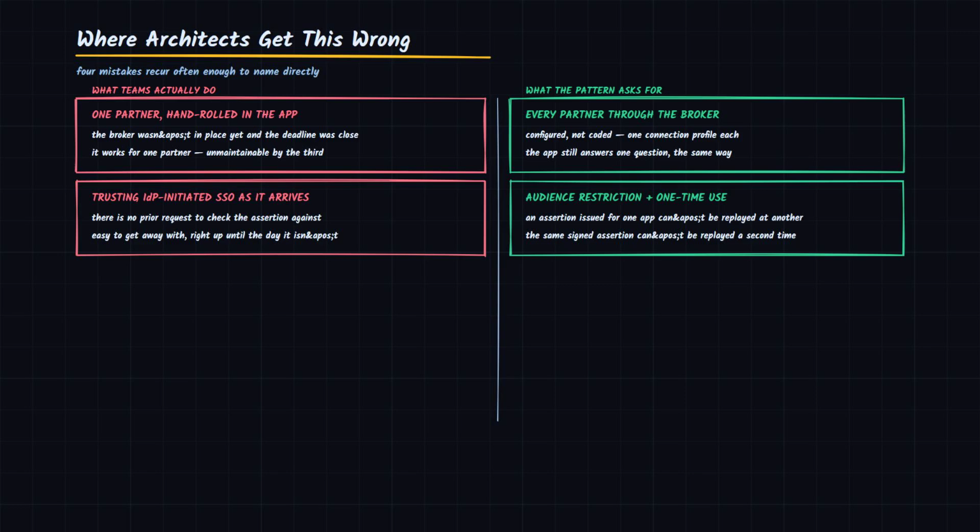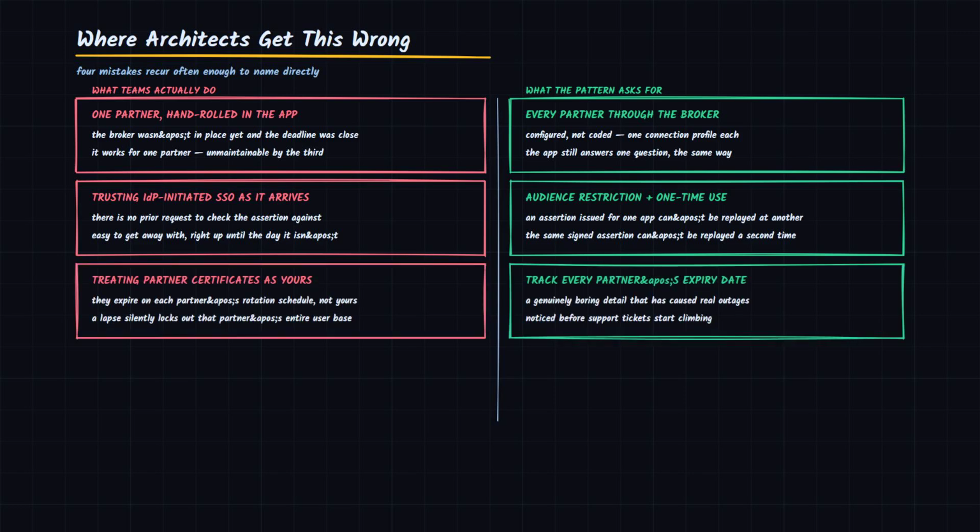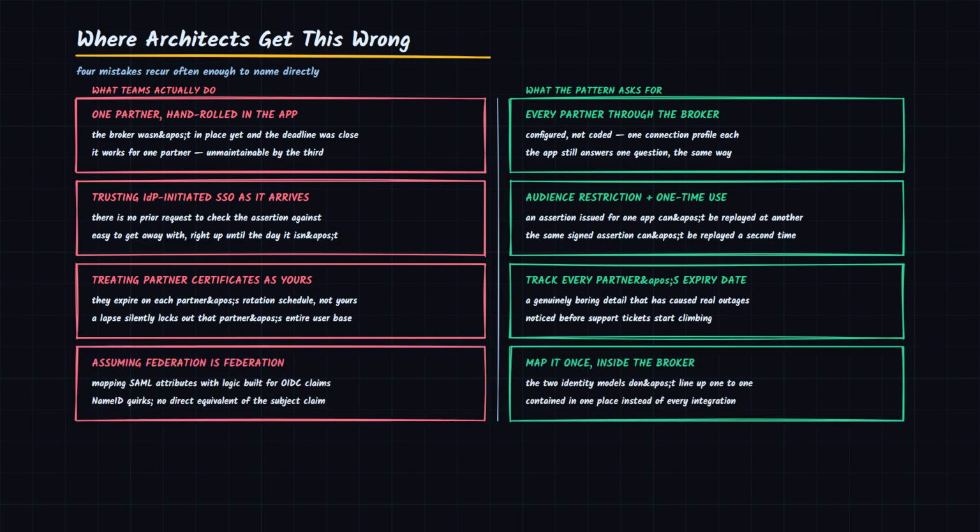The third is forgetting that SAML signing certificates expire on each partner's own rotation schedule, not yours. And a lapsed certificate silently locks out an entire partner's user base until someone notices support tickets climbing. A genuinely boring operational detail that has caused real outages at organizations far more careful than that sounds.